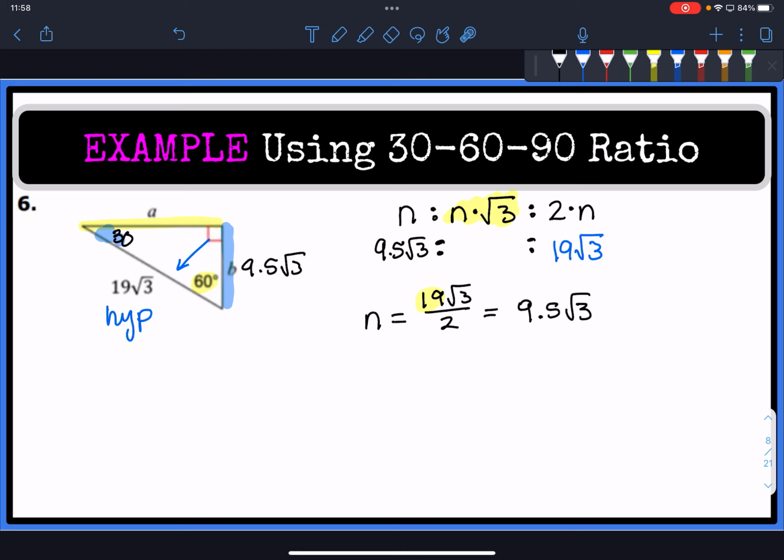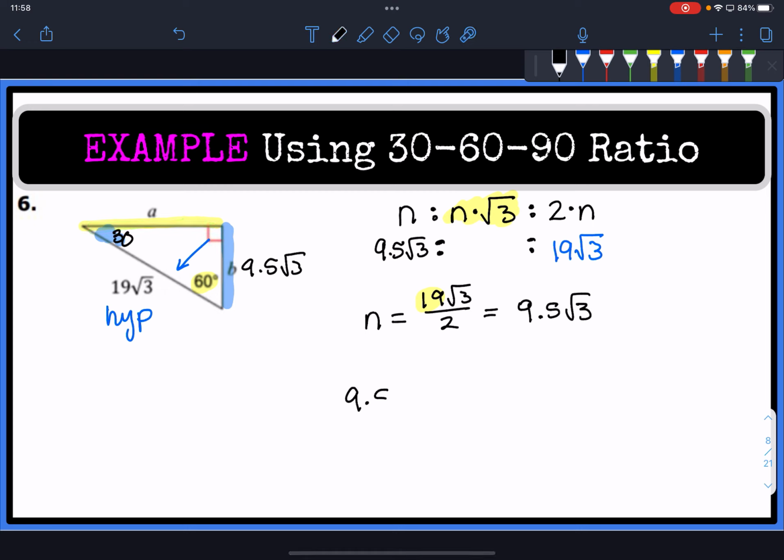Now to figure out the middle side, the one across from the 30, I simply have to get this value of n, and multiply it by the square root of 3 to get this number right there. So see, look at this. 9.5 times 2 gives me that value. And now this number multiplied by radical 3 is going to give me that middle side, which again is this one right here, the middle length.